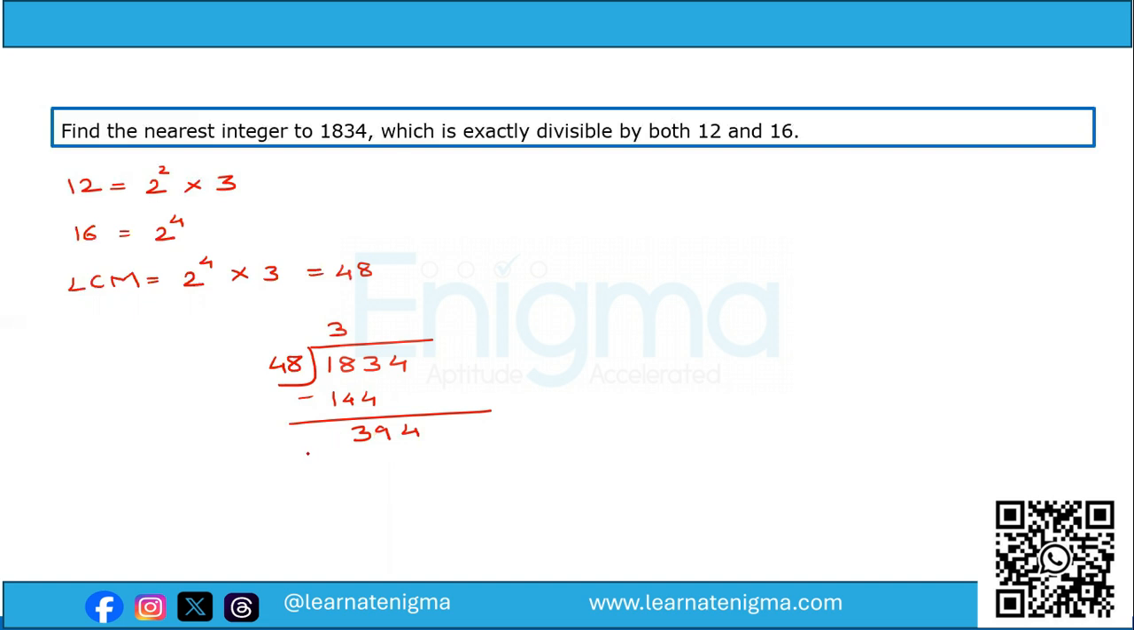Now let's multiply 48 with 8. So 48 into 8, we have 384. So therefore, the remainder will be 10.